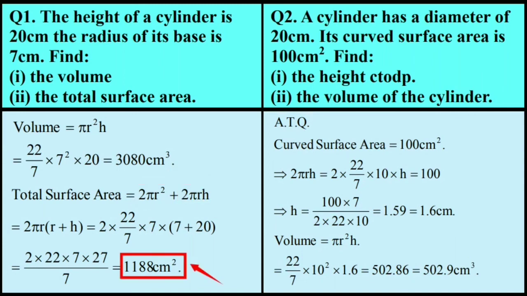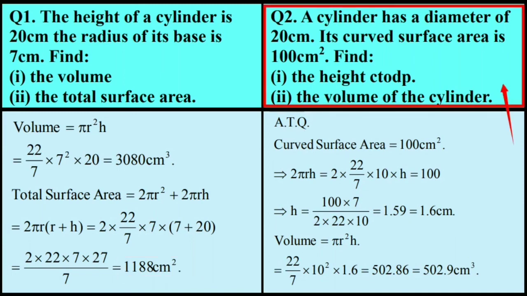By replacing r with 7 centimeter and h with 20 centimeter, the expression is simplified and the total surface area obtained is 1188 centimeter square. Let's take the next question.